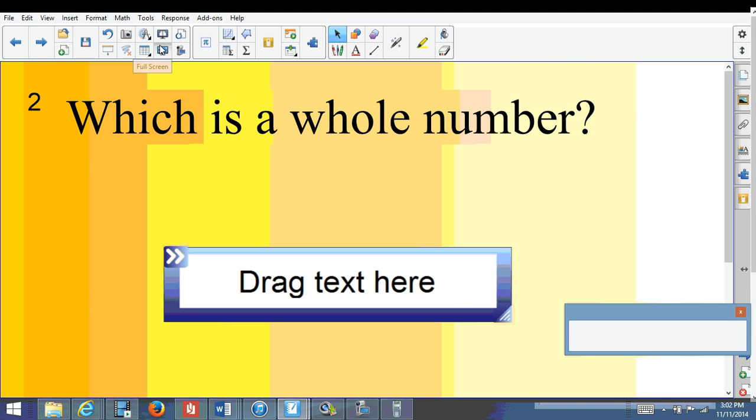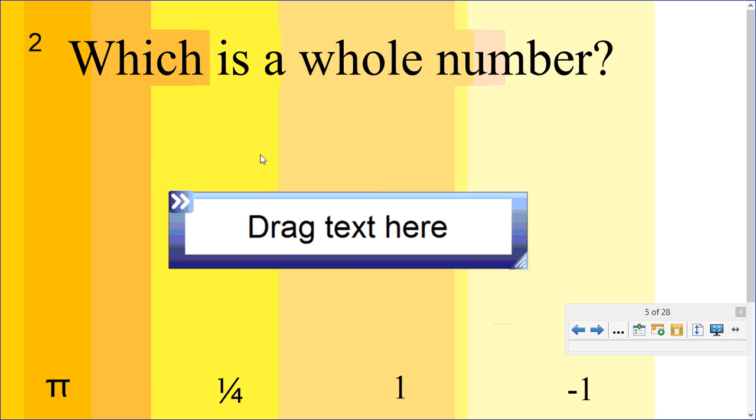All right, which is a whole number? We have pi, and if I remember correctly, pi is an irrational number. Irrational means that it goes on and on without a pattern and does not repeat, in some decimal form.